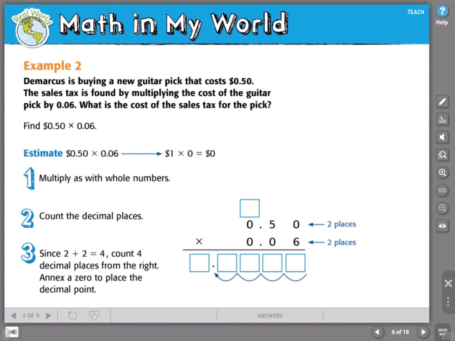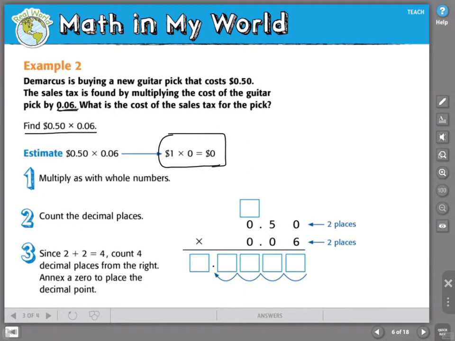Let's try example 2. DeMarcus is buying a new guitar pick that costs 50 cents. The sales tax is found by multiplying the cost of the guitar pick by 6 hundredths. What is the cost of the sales tax for the pick? So we need to find 50 cents times 6 hundredths. When I estimate, that's like 1 times 0. So my estimate should be pretty close to 0. That's interesting. Let's multiply and see what we come up with.